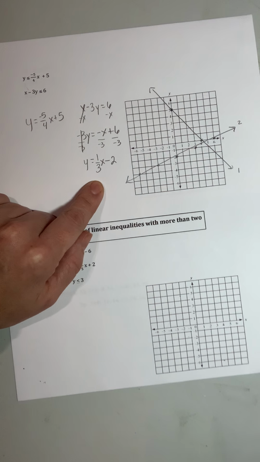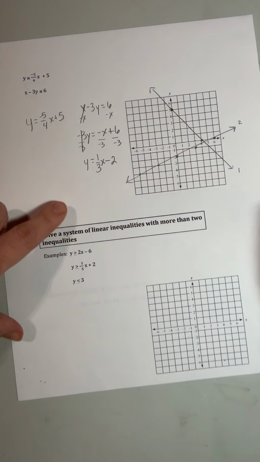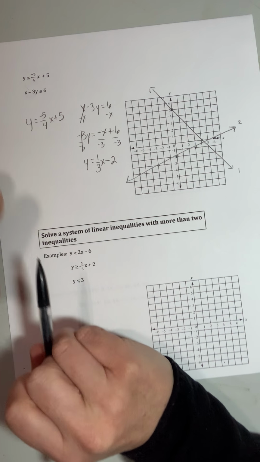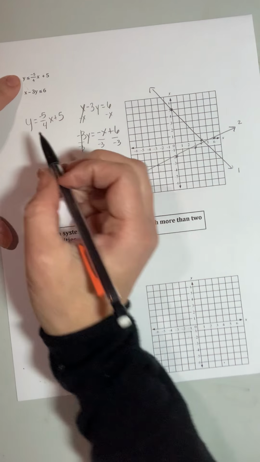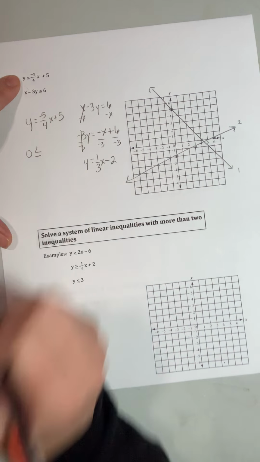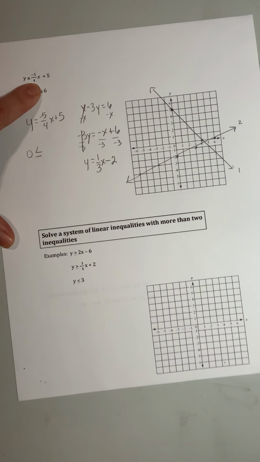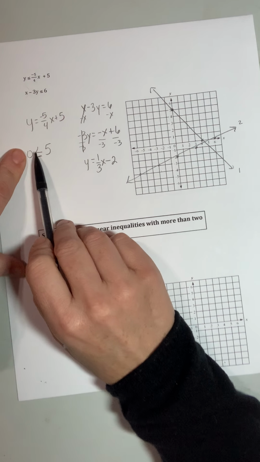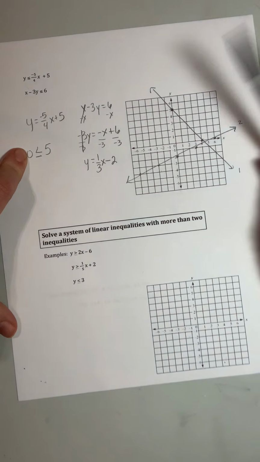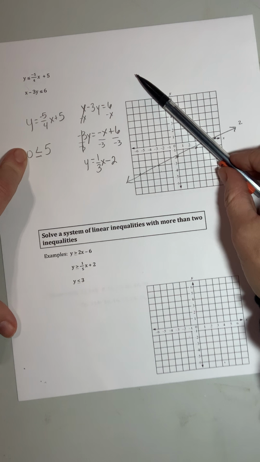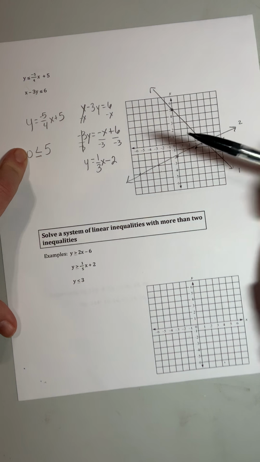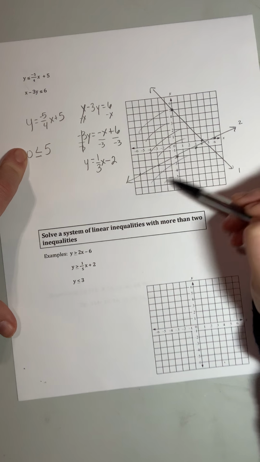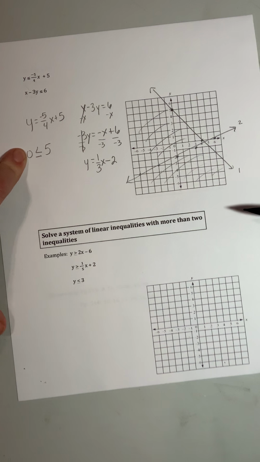And this is the second one. Okay. I can use 0, 0 as a test point. So if I put 0, 0 in here, I have 0 is less than or equal to, that gives me 0, that leaves me with 5. Is 0 less than or equal to 5? Yes, it is. So from this line, my test point worked. So I would shade down because my test point is below.